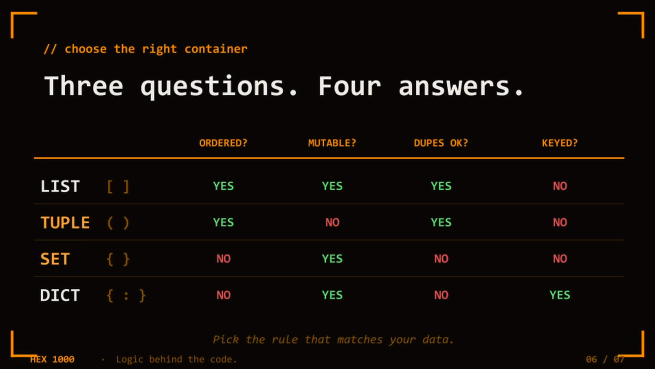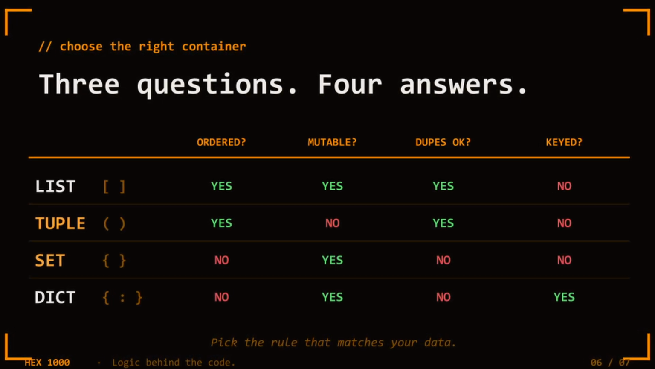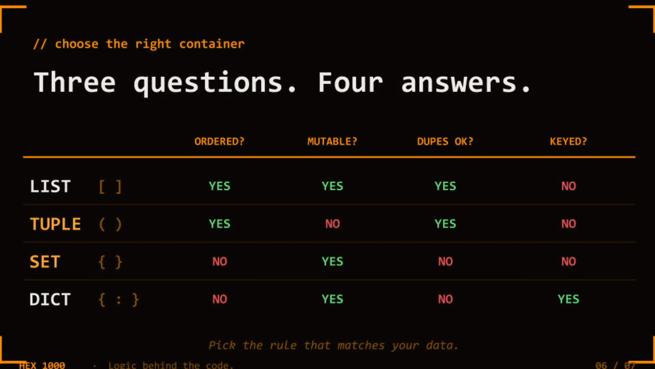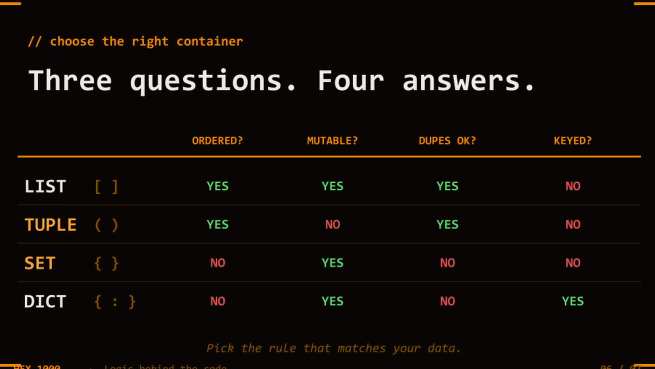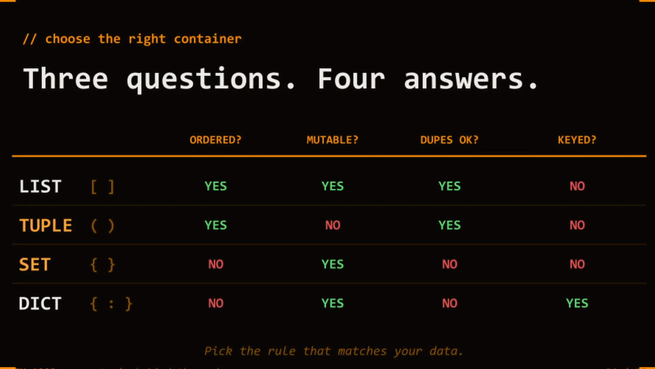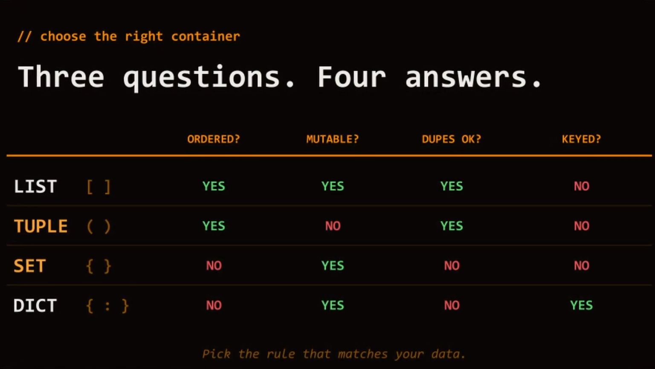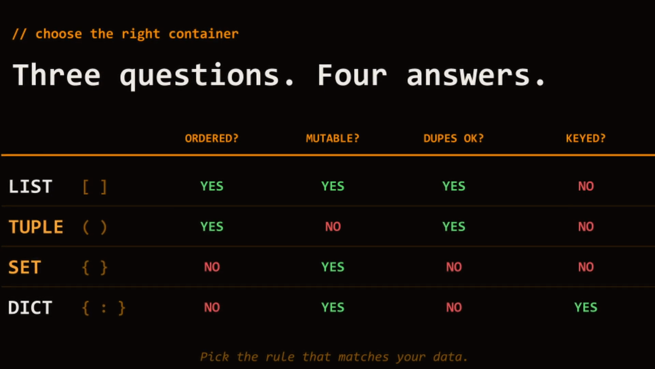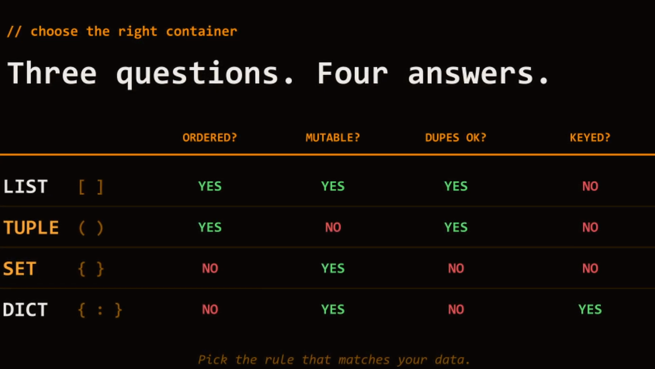Ask yourself 3 questions about your data. Question 1: does order matter? If yes, you need a list or a tuple. If no, a set or a dictionary is fine. Question 2: will it change? If yes, list or set. If no, tuple. Question 3: are duplicates allowed? If yes, list or tuple. If no, set. 3 questions, 4 answers.